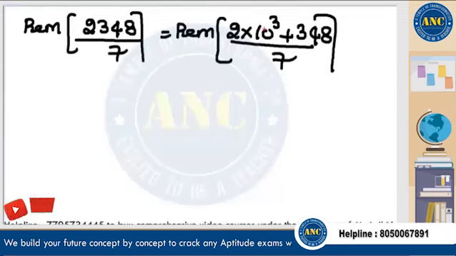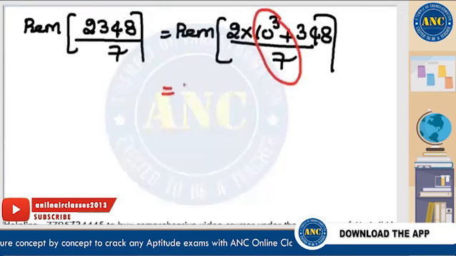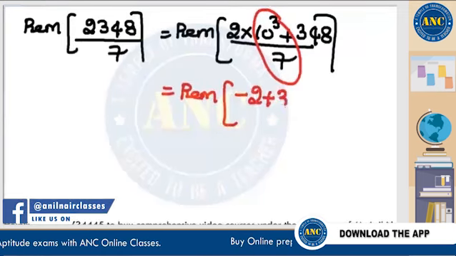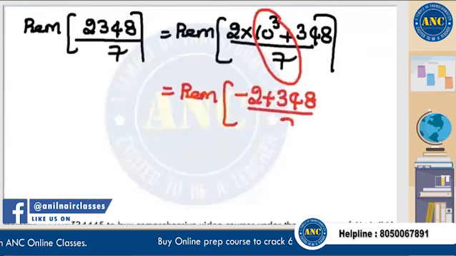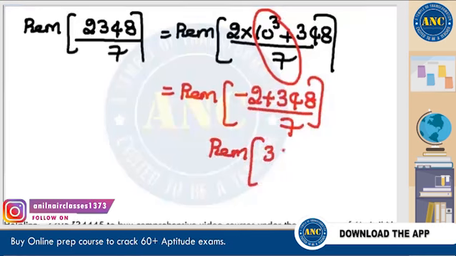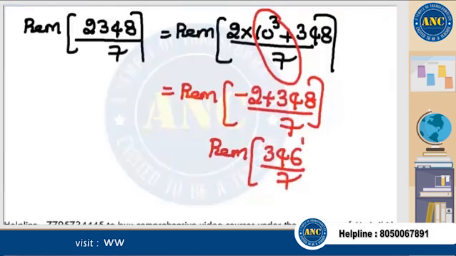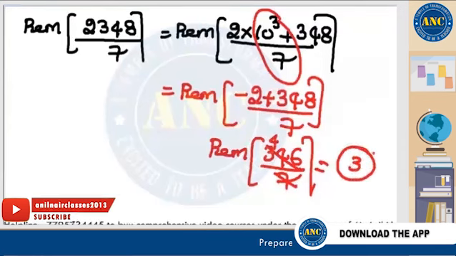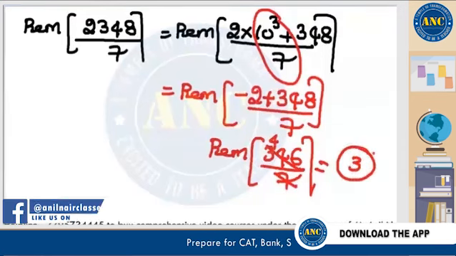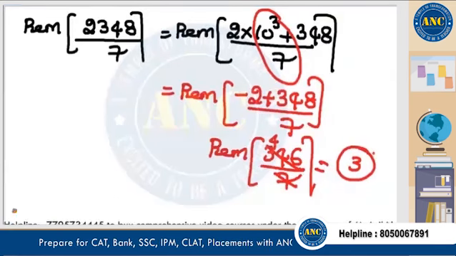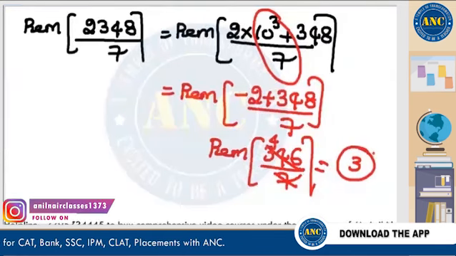Remainder of 2348 divided by 7 is 2 into 10 cubed plus 348 divided by 7. 10 cubed divided by 7 is minus 1, so it is minus 2 plus 348 divided by 7. This becomes the remainder of 346 divided by 7. 7 fours are 28, 66, 7 nines are 63, remainder 3. I hope it is clear.